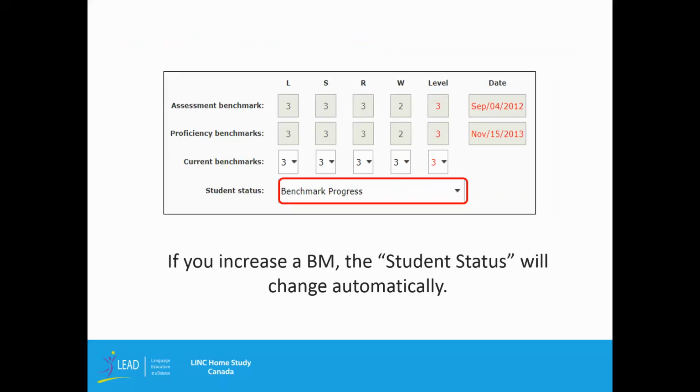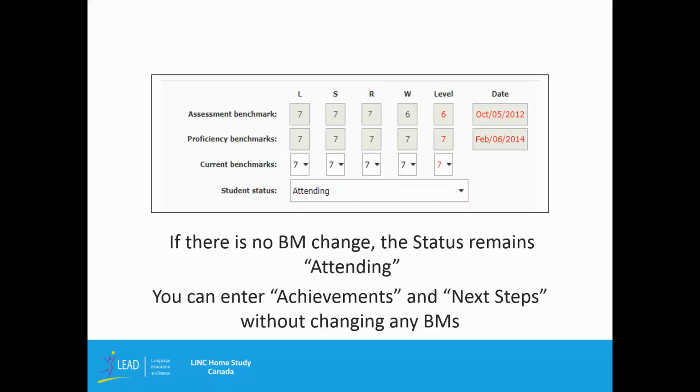Once you increase the benchmark, the system automatically selects benchmark progress as the student status. If there is no benchmark change in any skill, then the status remains attending. You can skip to the next section to enter achievements and next steps without changing any benchmarks.